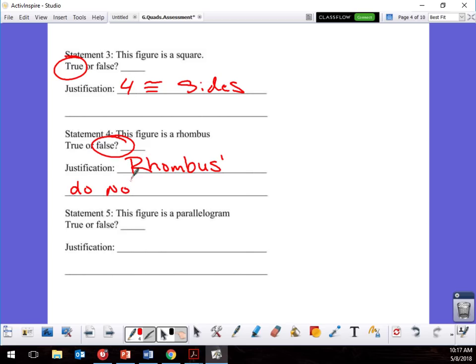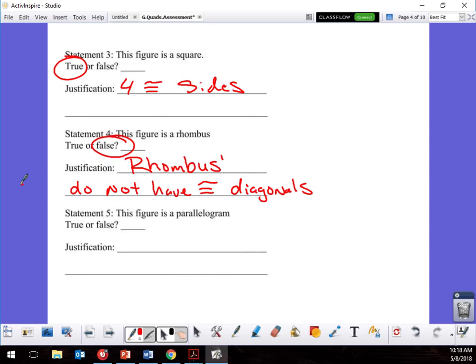Rhombuses do not have congruent diagonals. D-I-A-G-O-N-A-L. Okay. Rhombuses do not have diagonals that are congruent. This one, because earlier we were able to say it was a rectangle. A rectangle has diagonals congruent. Yes? This one, a rhombus, the diagonals cannot be congruent. Okay.